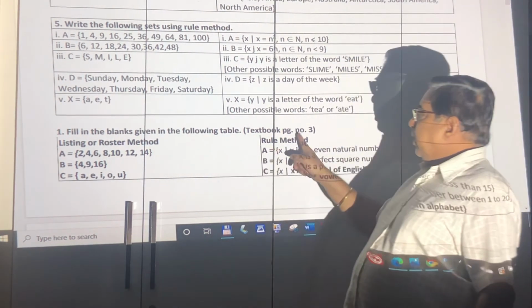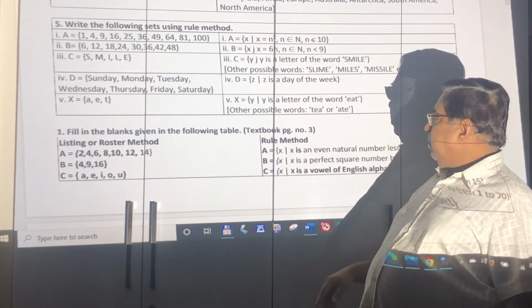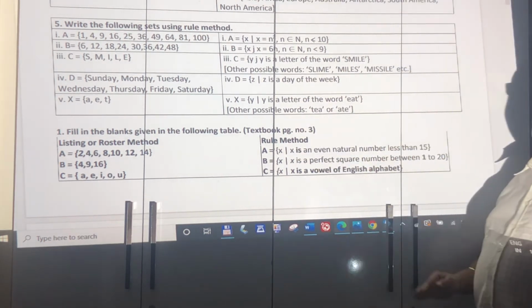See, we will go to textbook page number 3, which has this example for practice. So you can practice. Okay, all of it is copied from above only so that you can practice.